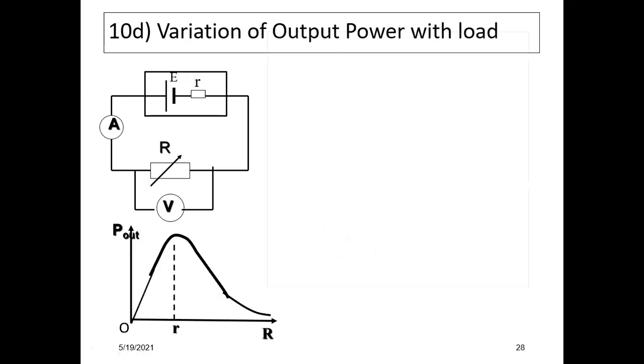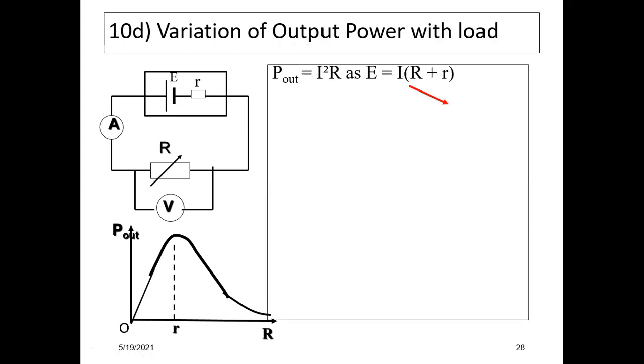Variation of power output with load. Okay, your power output, we cannot use I squared R together because as your R changes, your current changes. So we have to replace this I before we can get anything useful. So that's why we use this equation, E equals I times R plus r. That's your Kirchhoff's voltage law. Then we can find our I, take our R plus r to the other side. We got that equation. Then replace this I with this one.